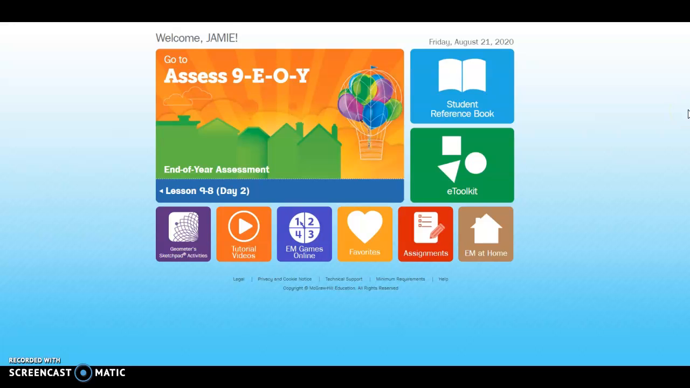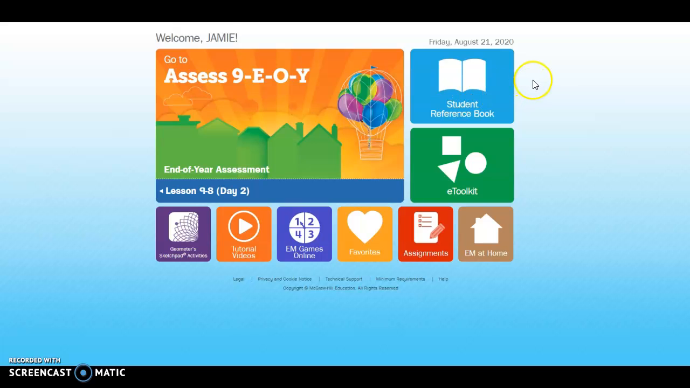Hello friends, for lesson 1.2, we're actually going to take a look at our student reference book. Now we do have paper copies of that, but right now we are going to explore the online version of the student reference book. It's kind of a cool tool that we'll use throughout the year, so make sure you pay attention and take a look for yourself and see what you find. There's some interesting things in there.